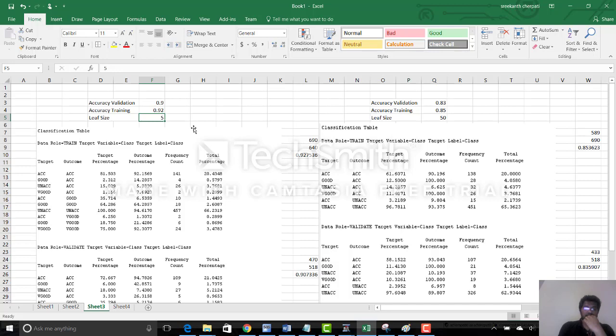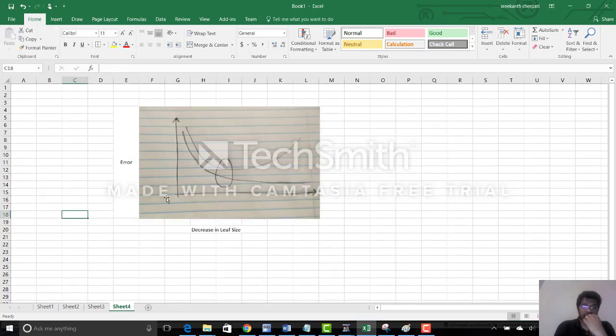This is because of the concept called overfitting. Let me explain it with the help of a diagram over here. If you consider decrease in leaf size on the x-axis and error rate on the y-axis, when you keep decreasing the leaf size, the error rate in the training dataset would keep on decreasing, but the error rate in the validation dataset would increase, which says that the accuracy of the validation dataset would decrease with the decrease in the leaf size.